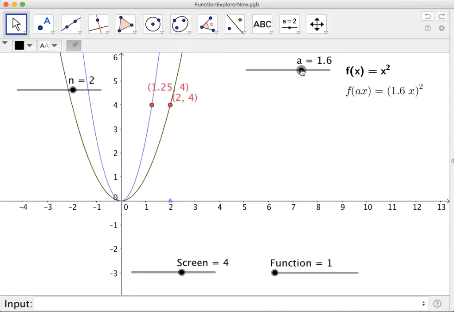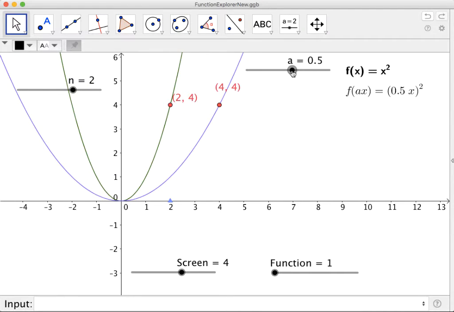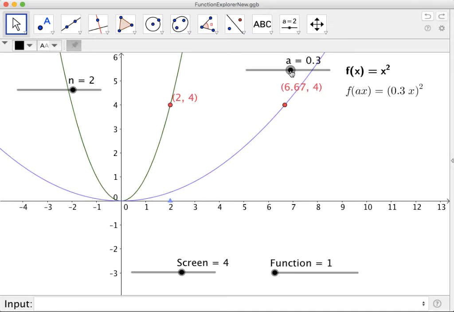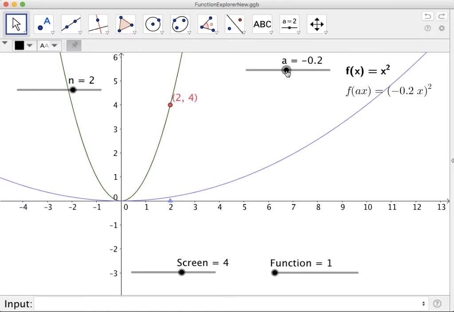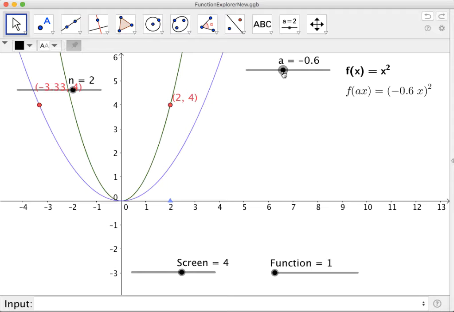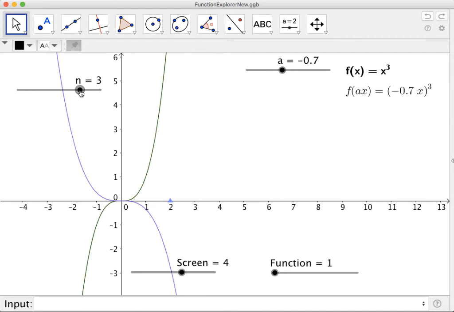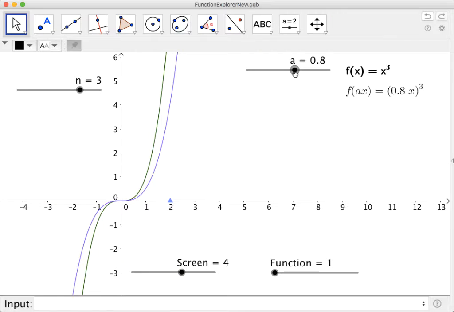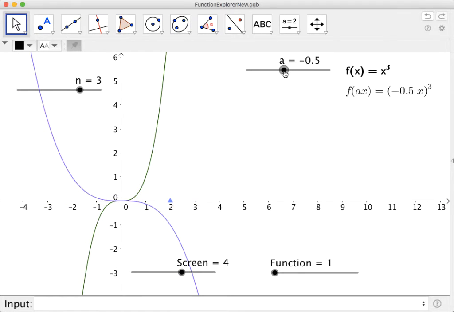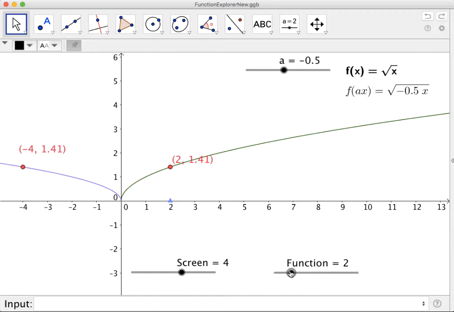What happens as a moves less than 1 but greater than 0, the function is wider, and then when a is, in this case, negative, it does the same thing. But if we had, let's say, n equals 3, then we would have had the function operating the reverse way. So we would have had it going from upper left to lower right instead of lower left to upper right. And we can take a look at our other functions.